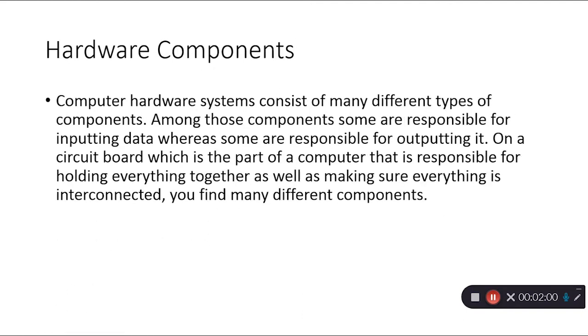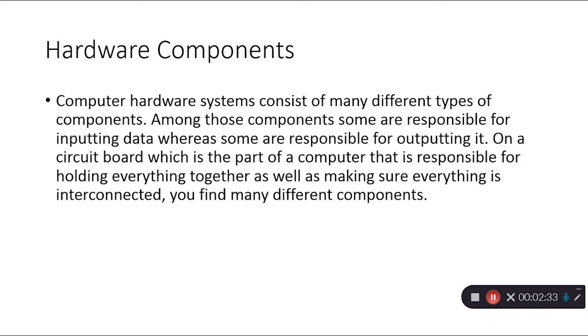Hardware components. Computer hardware systems consist of many different types of components. Among those components, some are responsible for inputting data, whereas some are responsible for outputting it. On a circuit board, which is the part of the computer that is responsible for holding everything together, as well as making sure that everything is interconnected, you find many different components.